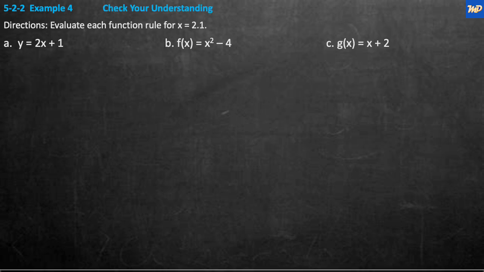Okay, example 4, check your understanding. Evaluate each function rule for x equals 2.1. It'll make it a little more difficult for you, but it's just a matter of multiplication. You're going to have an x squared in here, I see, and just a regular x. You'll figure it out. Use your calculator if you have to. So I'm going to pause the video, or you're going to pause the video. I'm going to wait while you pause it, and then when you get back, we will do them together, okay?